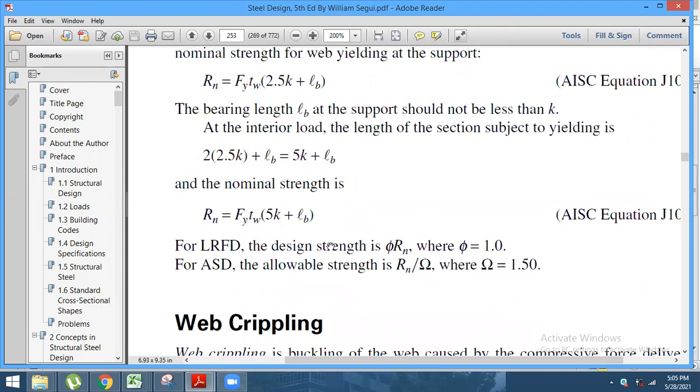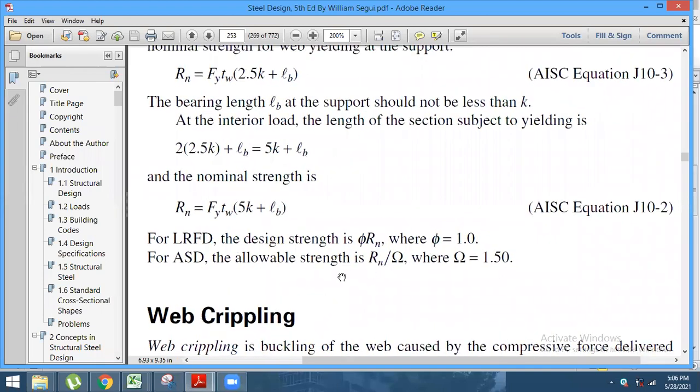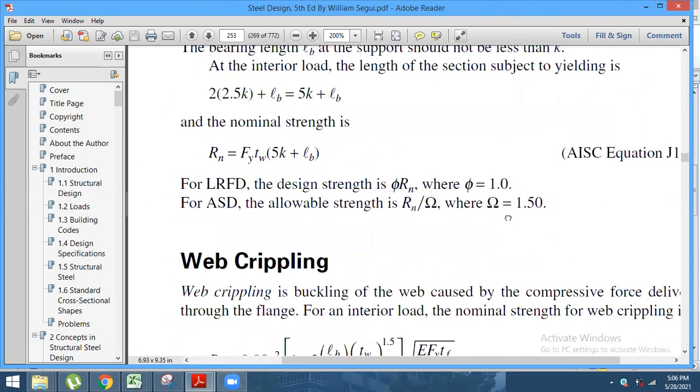Now, for the LRFD design, wherein sa current na board exam is in-specify na siya, kasama na siya sa board exam. So, i-multiply lang kayo ng 1 para dito sa Rn na makukuha natin. And that will now be the allowable load na pwedeng ilagay doon sa part na yun para hindi magkaroon ng web yielding. So, for ASD naman, i-divide nyo lang siya ng 1.5 para makuha yung allowable load para sa ASD.